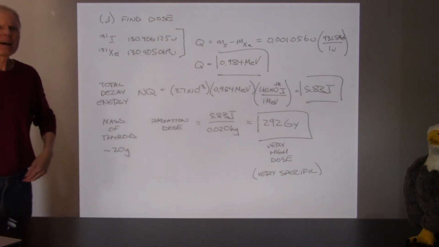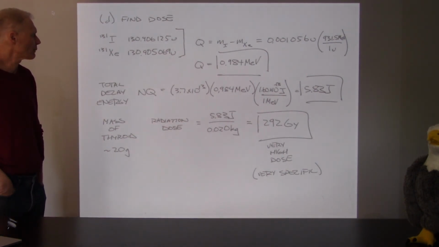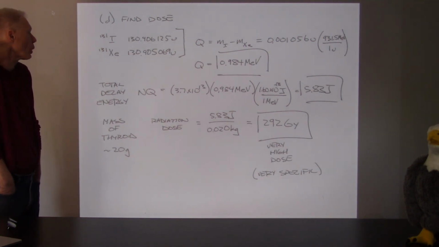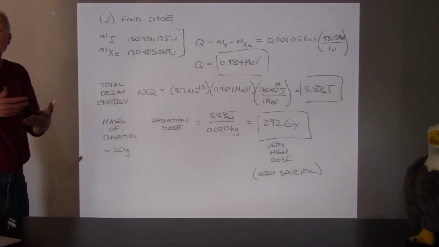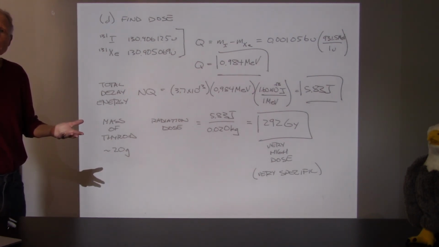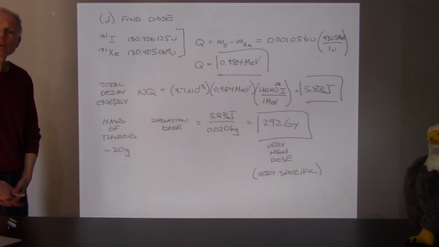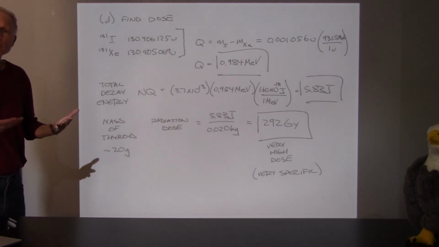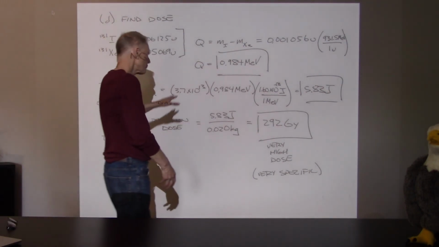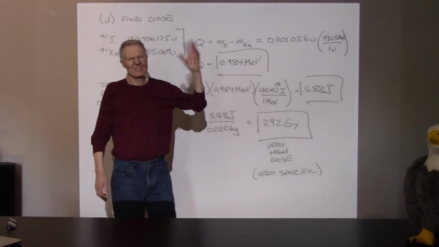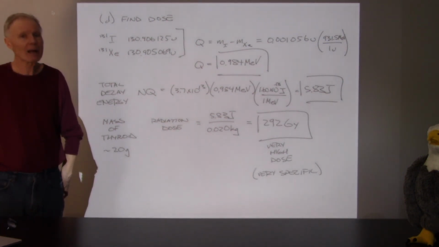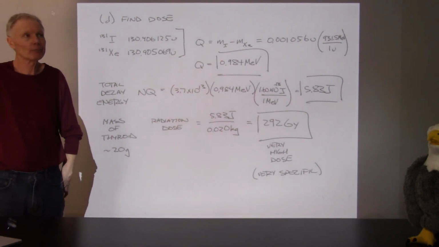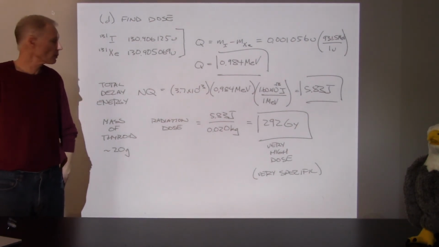So it's not surprising that several hundred gray, 300 gray or so, could destroy the tissue. And again, remember that all the iodine got concentrated, so other parts of the body are going to have basically no dose from ingesting the iodine-131. It's all going to end up going into the thyroid. Now, if the neutrinos carry off half that energy, then we're down to like 150. But 150 gray would still be a pretty large dose, and that could certainly take out some physiologic tissue.